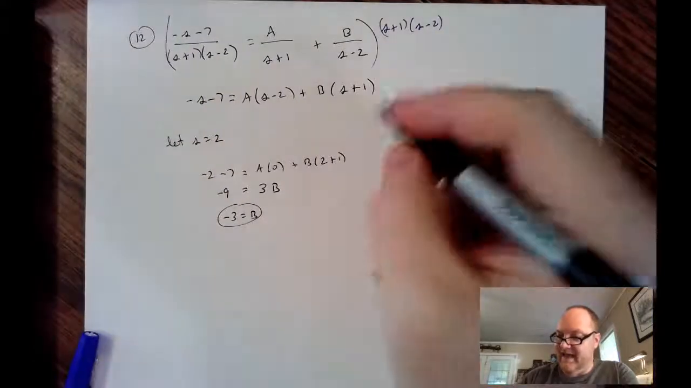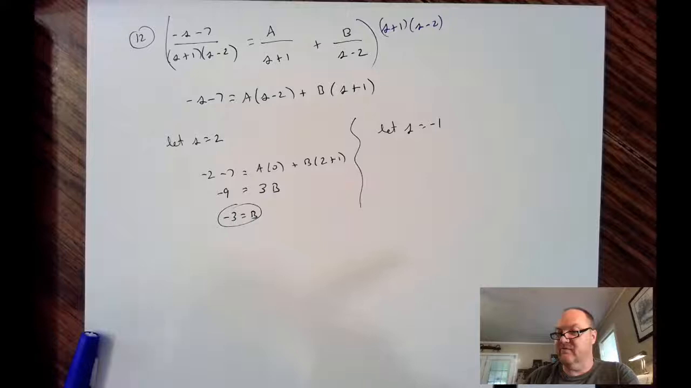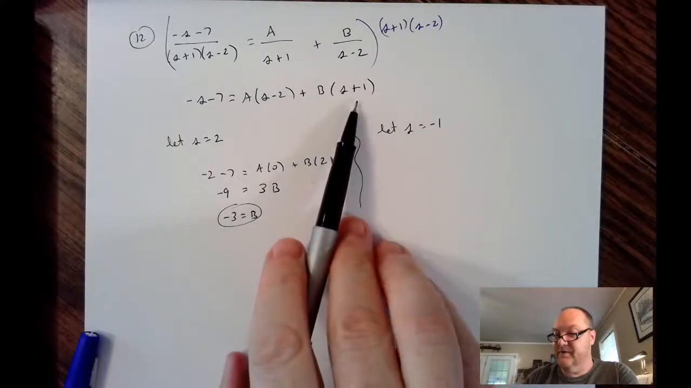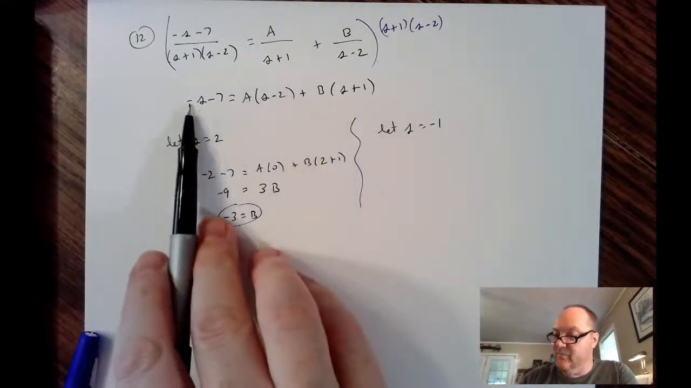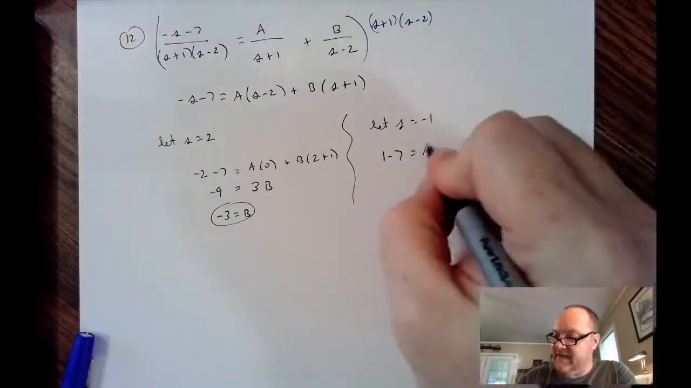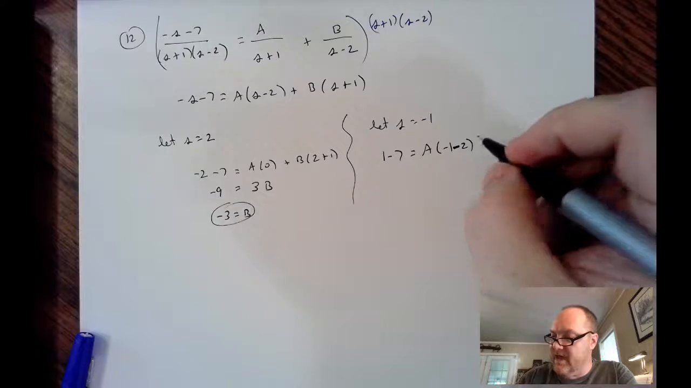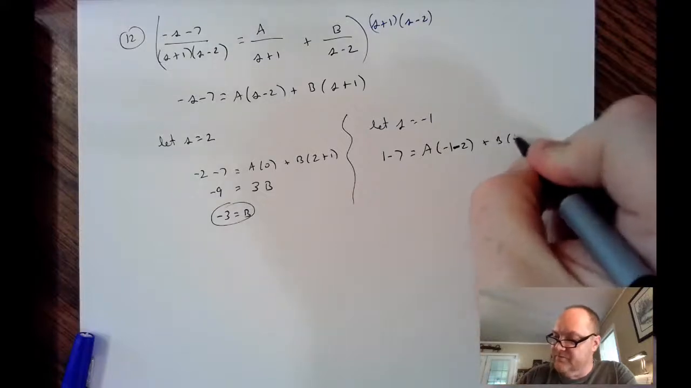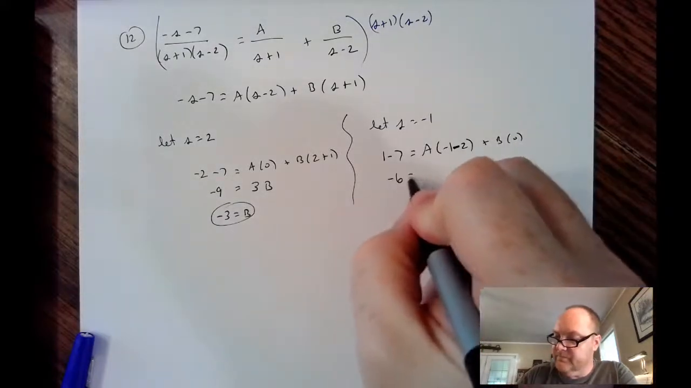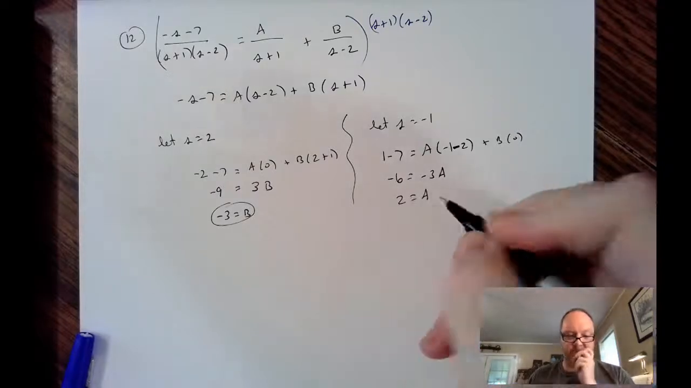And then if I let s be negative 1, it's the same sort of idea. This factor will disappear. So I have a negative 1 equal to A times negative 1 minus 2 and B times 0. Looks like A is positive 2.